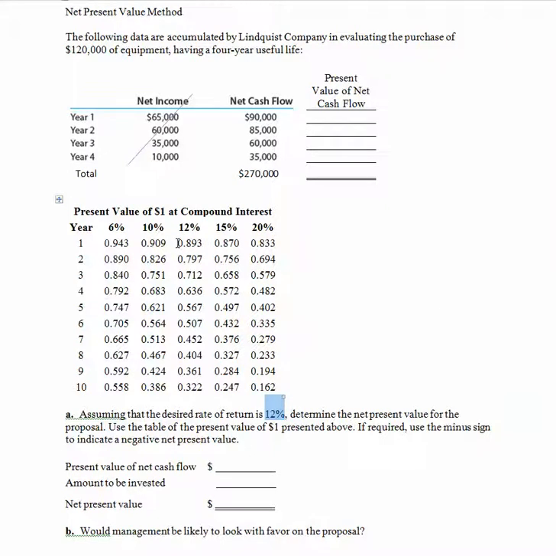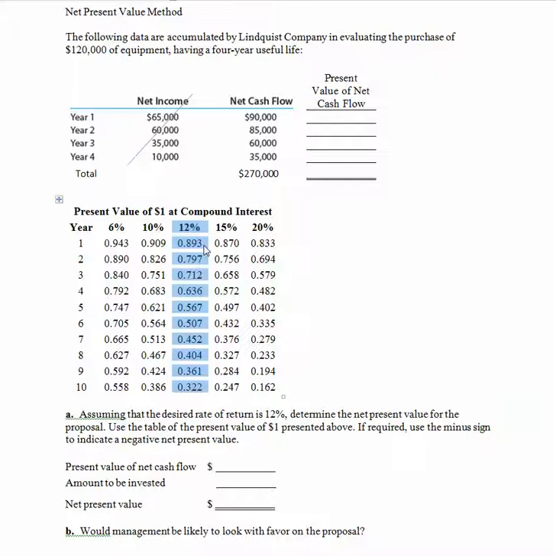The way this table works, notice that it's the present value of one single amount of $1. So the way you read this, or the way I read it, is to say, okay, if we wanted $1 1 year from now, and we wanted to earn 12% on our money, how much would we have to invest today to have $1 1 year from now? And the answer is 89.3 cents.